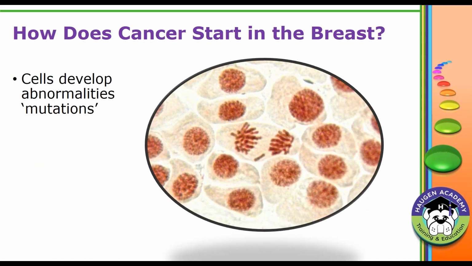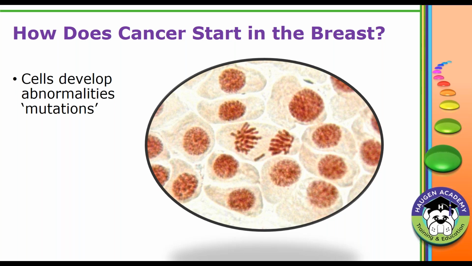How does cancer start in the breast? Just like any other part of the body, the breast consists of billions of cells with specific function. The cells usually multiply in an orderly fashion where new cells continue to divide and replace the ones that have died. Sometimes the cells do develop abnormalities or mutation, and this occurs when the genes that usually check the cells that are replicating correctly fail to detect mutations.